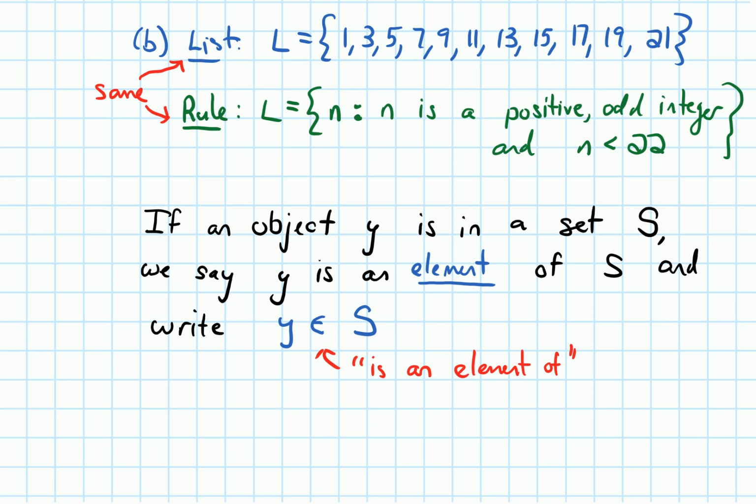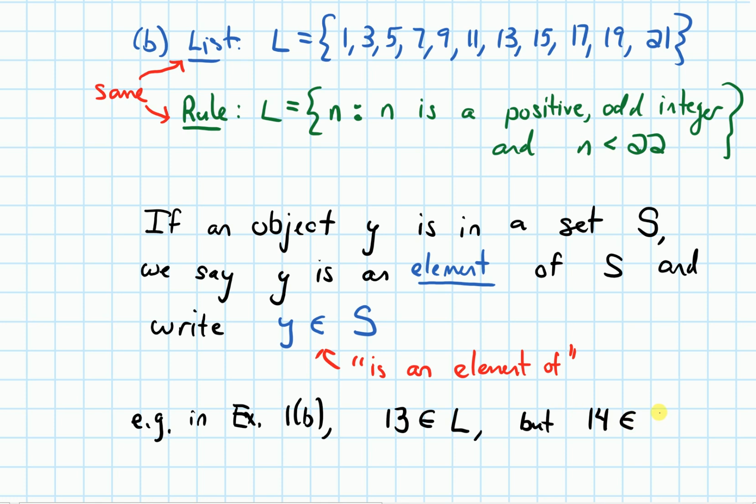So for example, in example 1b, notice that the number 13 is a member of the set, so I could write 13 is an element of L. And let's give an example of something that's not an element of L. But, for example, 14 is definitely not in L, so I'll put a slash through the symbol. And that just means is not an element of.